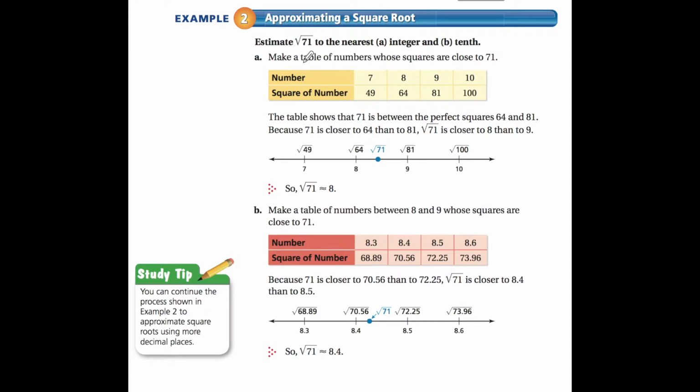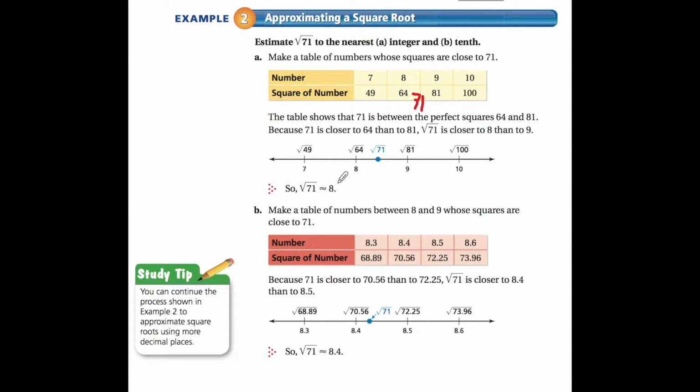So first thing we have to do is make a table of whole numbers whose squares are close to 71. So 7 squared is 49, 8 squared is 64, 9 squared is 81, and 10 squared is 100. Now if we put all those on a number line, we can realize that the square root of 71 is somewhere between 8 and 9, because 71 would fall between 64 and 81. So the table shows that it's between the perfect squares of 64 and 81. Because 71 is closer to 64 than to 81, the square root of 71 is closer to 8 than 9.